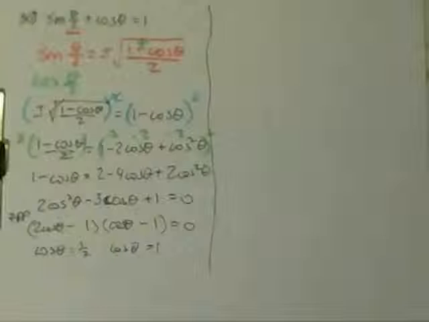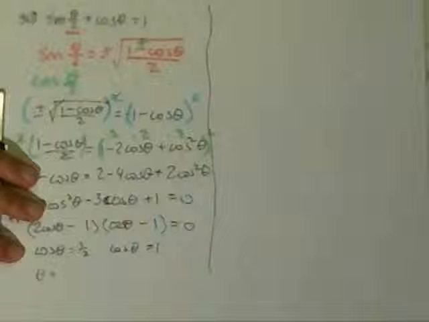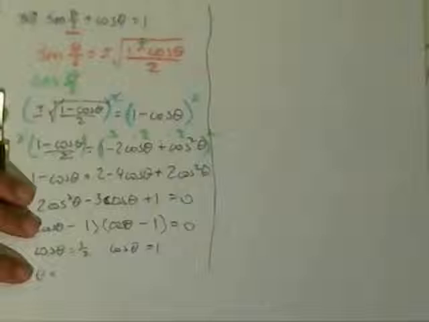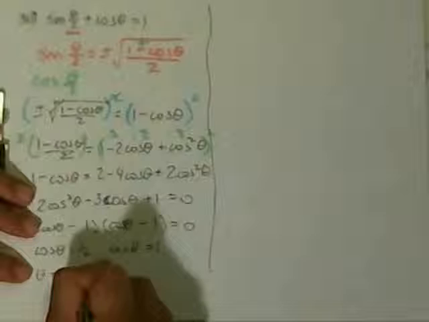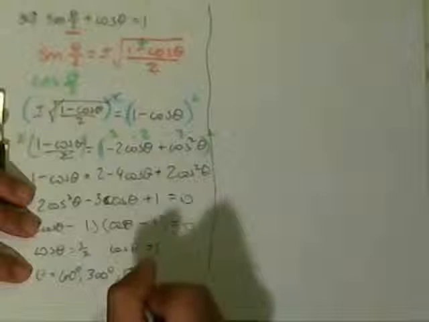Theta is equal to 60, is it in radians or degrees? It's in degrees. I like degrees, sometimes. It's going to be 60 degrees and 300 degrees. Cosine theta equals 1 at what angle? At 0 degrees. And we're done. And we're good to go, right?